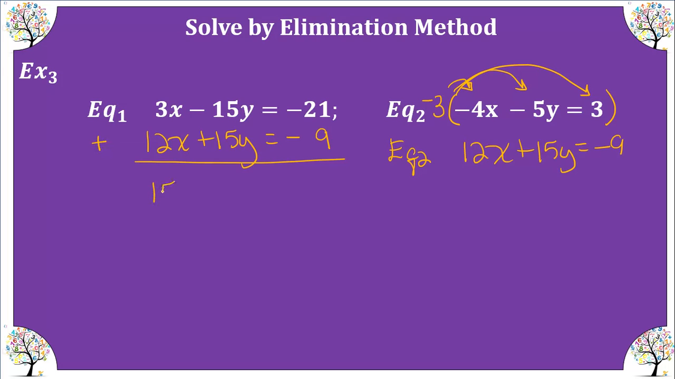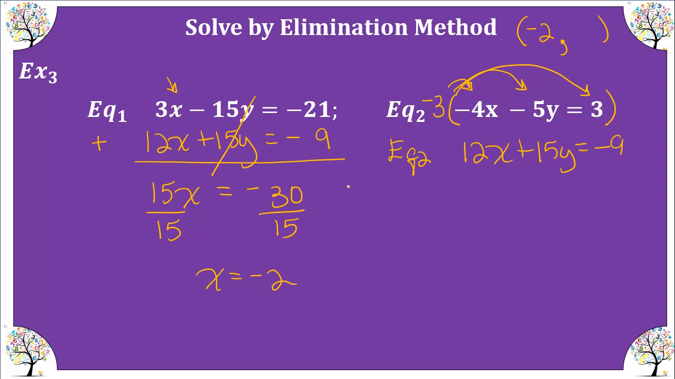Our x's are now 15x, my y's are eliminated, and my constant is -30. We're going to solve for x, and x is -2. Let's make a spot for our point of intersection. -2 is x. I'm going to take negative 2 and I can plug it into any of my equations here. I'm going to use equation 1.